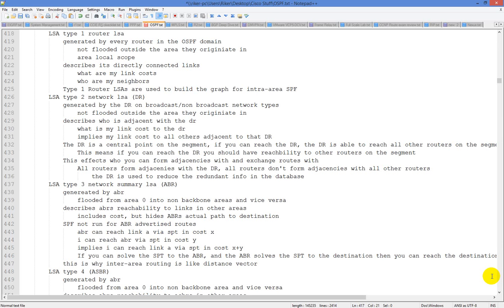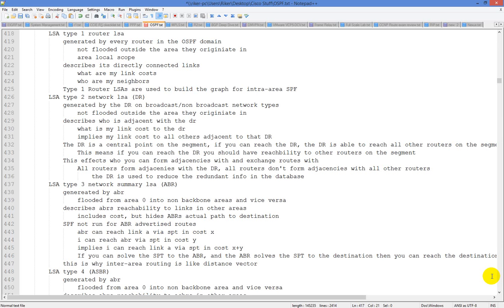So now Type 2 LSAs are going to be your DR. This is going to be the network LSA. So the network LSA is going to be generated by the DR on a broadcast, non-broadcast network type. It is not flooded outside the area they are originated in. It describes who is adjacent with the DR. So what you're going to do is the DR acts as what they refer to as a pseudo node. The pseudo node is going to be similar to the DIS, or dedicated intermediate system, in IS-IS.